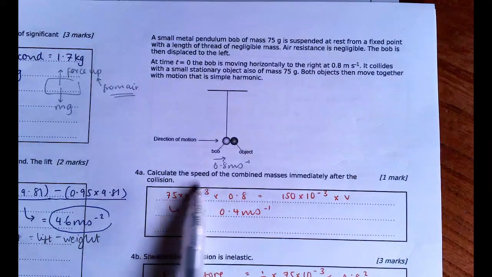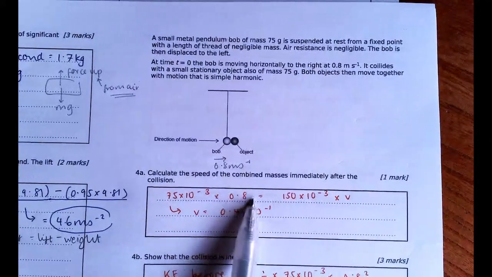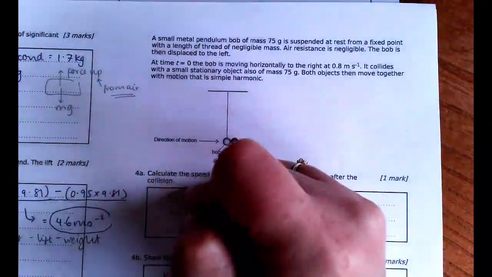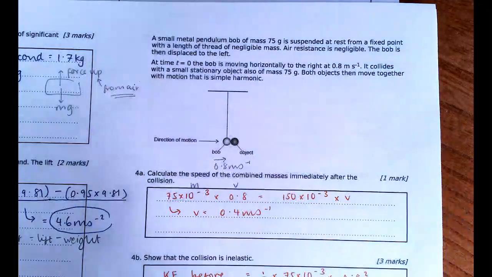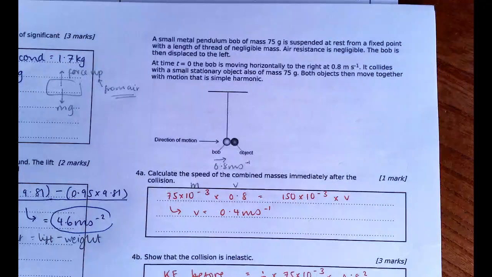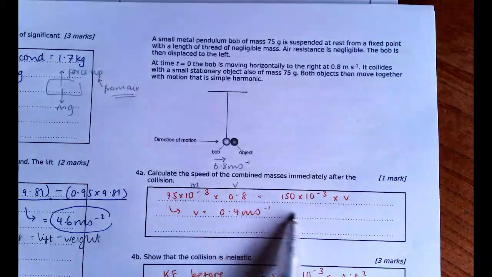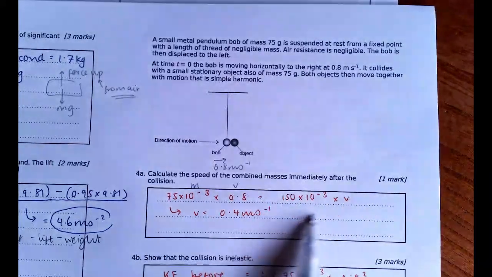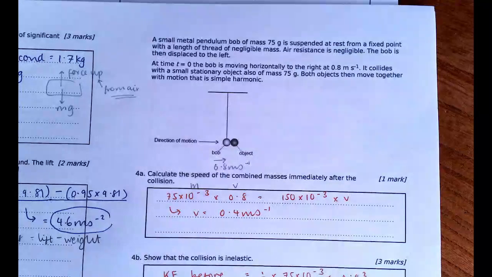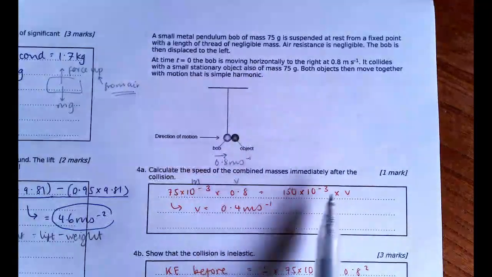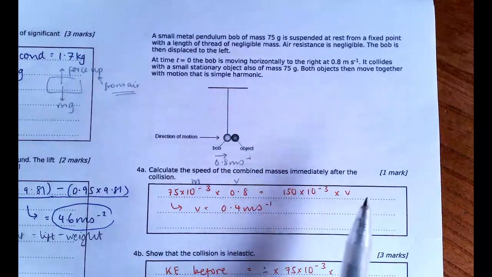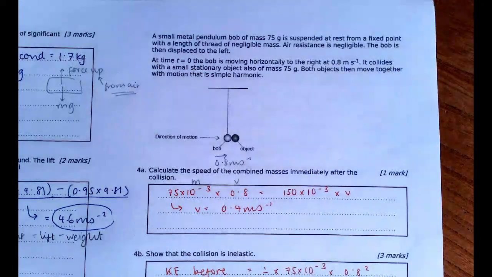Momentum before is equal to mass multiplied by velocity, mv, but we only have movement in the bob, so that's the only bit of momentum we've got before. And then afterwards they stick together, the bob and the object, so the mass becomes the total, which is 2 lots of 75 grams. Don't forget to convert it to kilograms, multiplied by v, and then you rearrange and you get 0.4 meters per second.